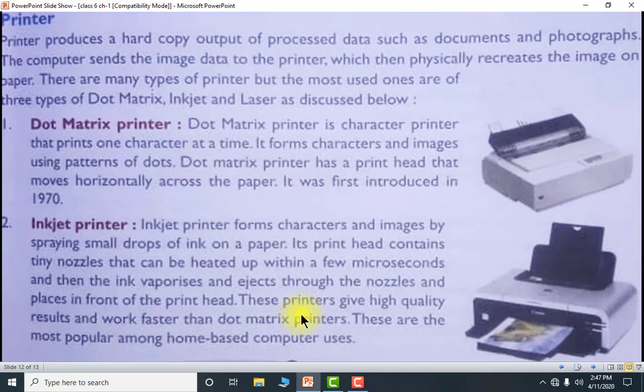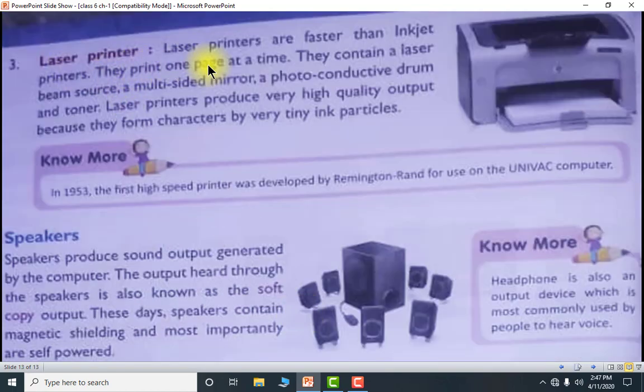Okay, and the last one is the laser printer, the costliest printer, and its print quality is very fine. That's why it is still used in offices. Laser printers are faster than inkjet printers. They print one page at a time. They contain a laser beam source, a multi-sided mirror, a photoconductive drum and toner. Laser printers produce very high quality output because they form characters with very tiny ink particles. In these printers, the ink is used in the form of dry powder.